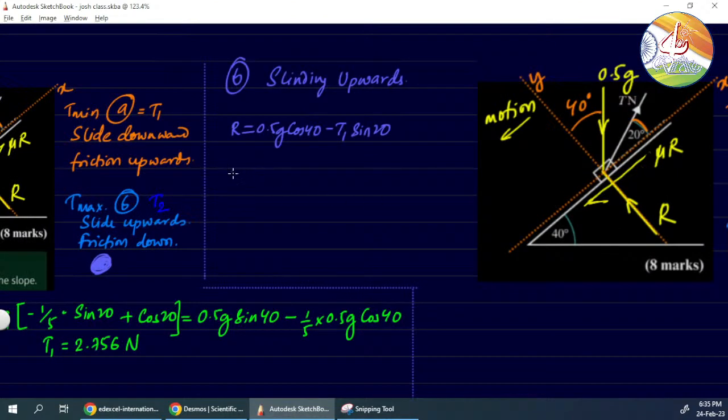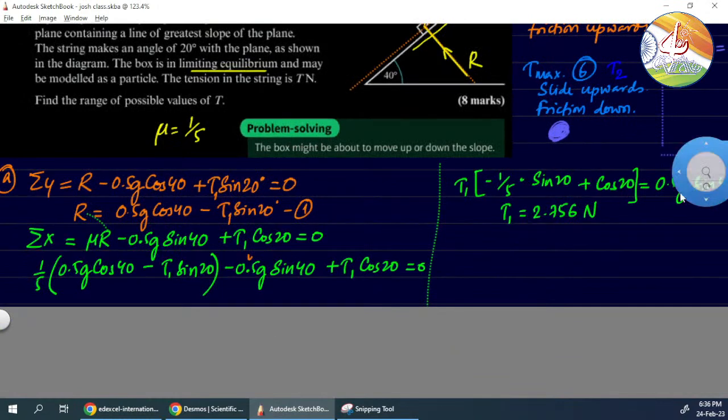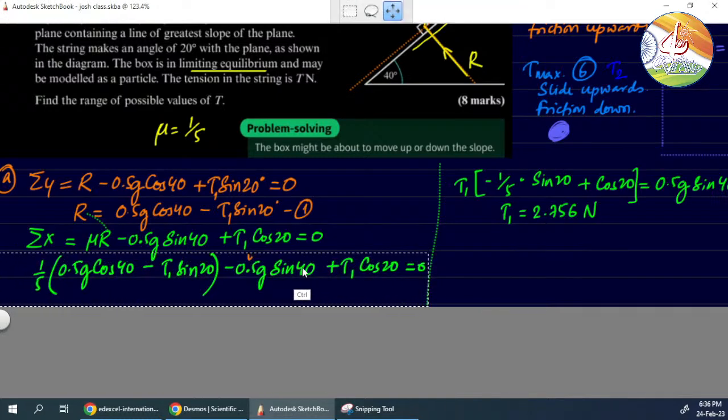Then coming to x component, sigma x, if you do, again you will get a big equation. The only change that will happen here: this value, instead of positive, it will be negative, correct? So this whole term becomes negative. Let me take the same equation directly.